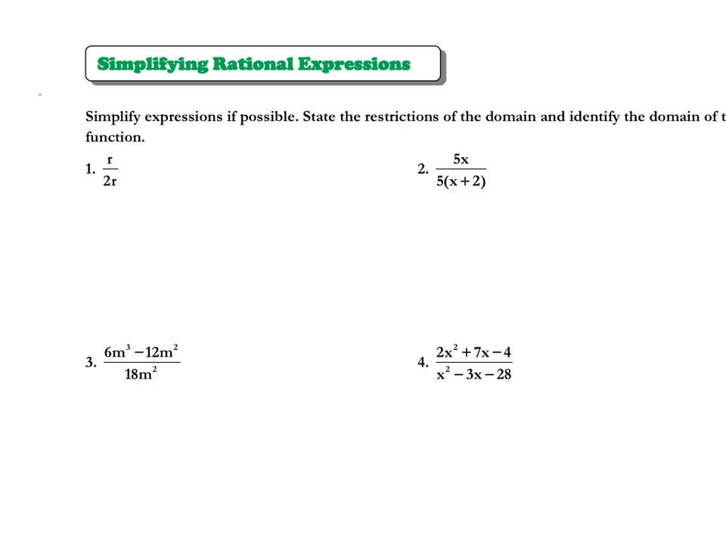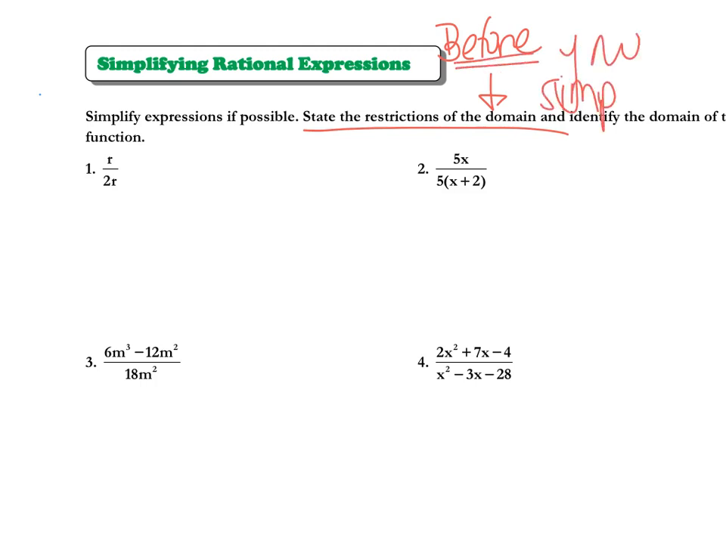So the most important thing about finding the restrictions of the domain is to find them before you simplify. So before you do any type of canceling, crossing things out, whatnot, you always want to set the denominator equal to 0 and figure out what x cannot equal. In example number 1, we're going to set 2r equal to 0, and that's what x cannot be when we're done solving it. So if we solve for r, that means r cannot equal 0.